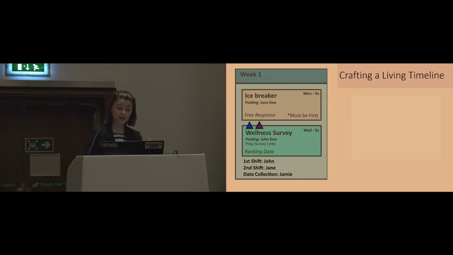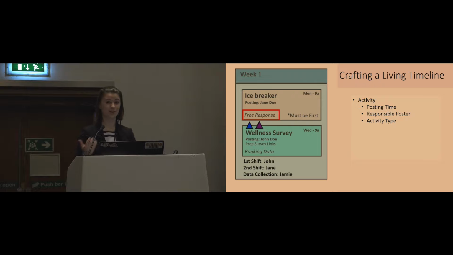Each activity should then have information regarding when you're going to be posting it and who's going to be responsible for posting it, so you don't have multiple posters. You need to know what kind of activity it is. This is more for the data collector, to know how to manage their time, because some will take much longer than others. And also just general information. In this first example, the first activity is an icebreaker, and I have a little note saying that has to be first. So if you're trying to navigate things, you don't accidentally move activities that need to be in that spot.